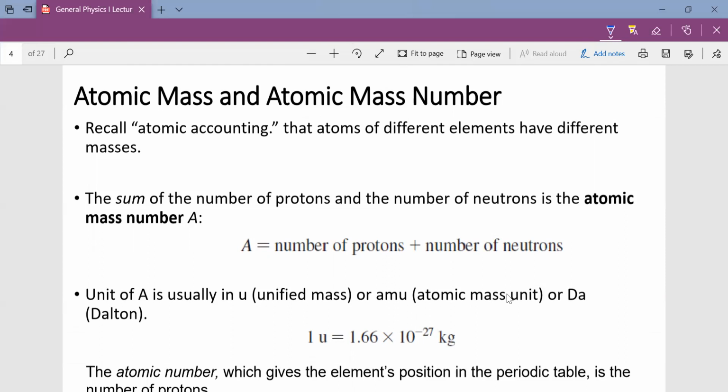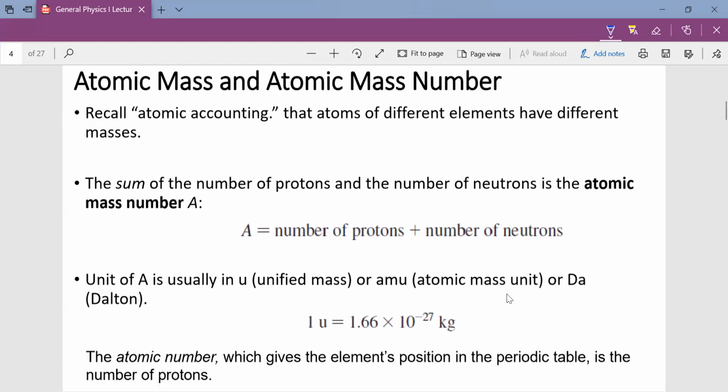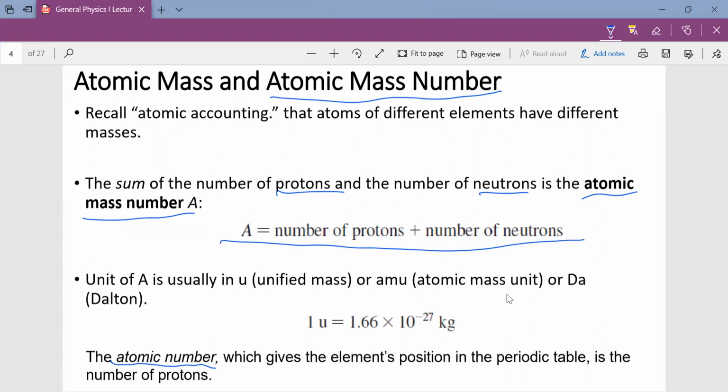We know the first 20 elements of the periodic table, and we know that we use their atomic number to know their position, but the atomic mass number is actually what we use to define the measure of the substance that element contains. Atomic mass number is simply the sum of protons and neutrons, and it's represented with the letter A.